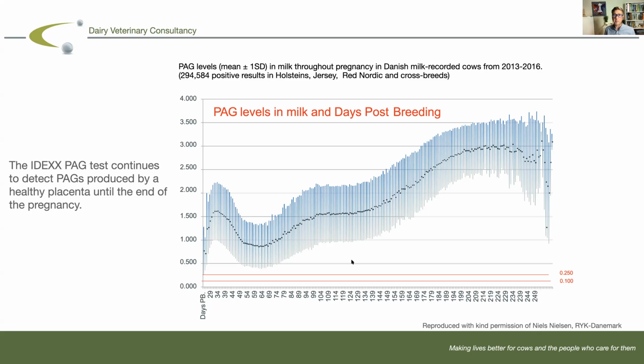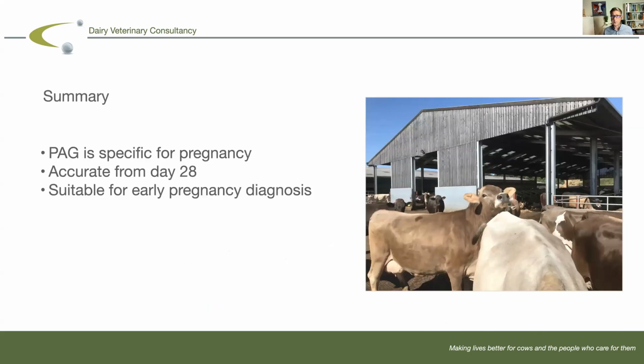That was a brief overview of what a PAG is and some of the basis of the test and how PAG levels can be used to detect pregnancy from an early age. So PAG, remember, it's specific for pregnancy. Don't confuse it with progesterone testing. It is accurate to be used from day 28, and it is very suitable for early pregnancy diagnosis from day 28, as well as confirmation of pregnancy right the way through to full term.